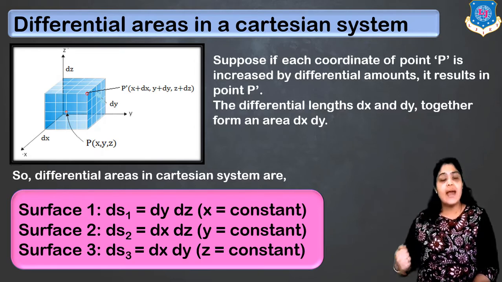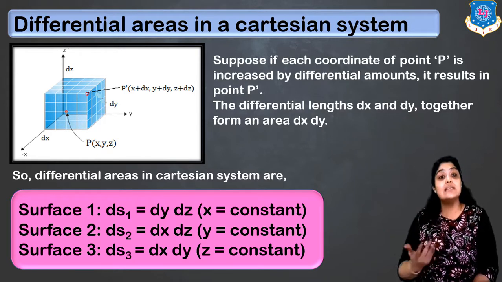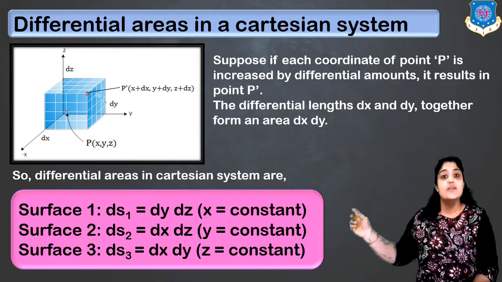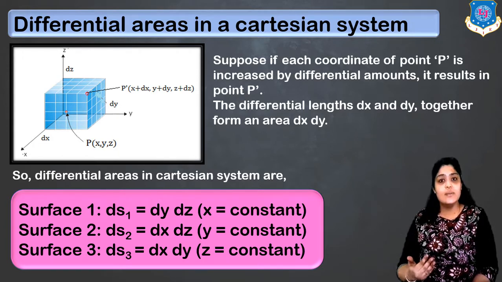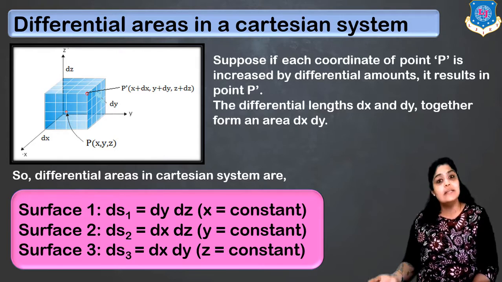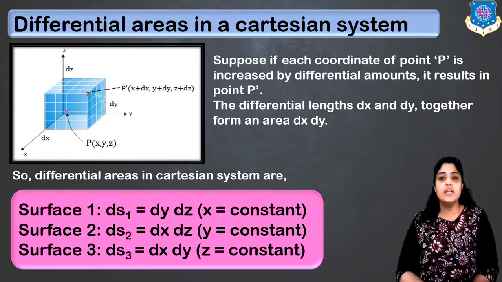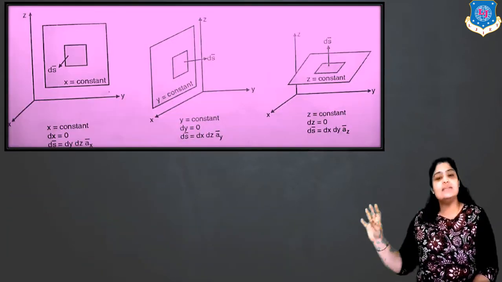Similarly, ds2 I have as the area along the xz plane when y is a constant. So that area is dx dz. Similarly, the third area is along the xy plane where I consider z as a constant. So the differential area would be dx dy. This is just a brief about the three differential areas.